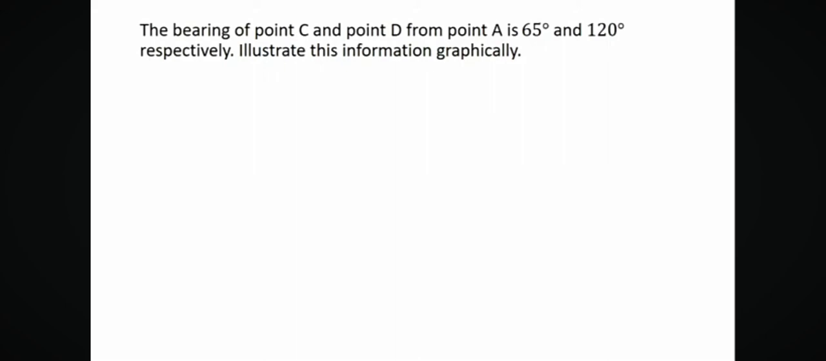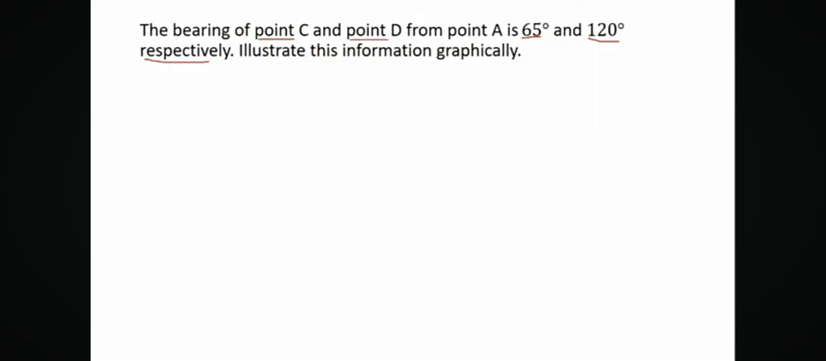We have the bearing of point C and point D, and both of these bearings are taken from point A, and the angles are 65 degrees and 120 degrees respectively, and we are supposed to represent this information on a diagram. Reading the statement carefully, we can see that we have this word respectively here, and we have been given two angles, 65 degrees and 120 degrees. What this means is that the 65 degrees belongs to point C and 120 degrees belongs to point D.